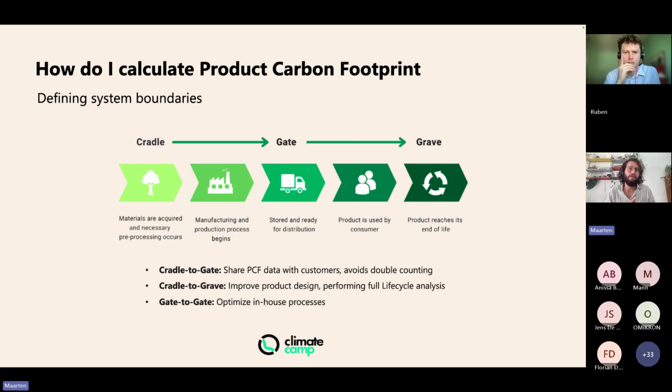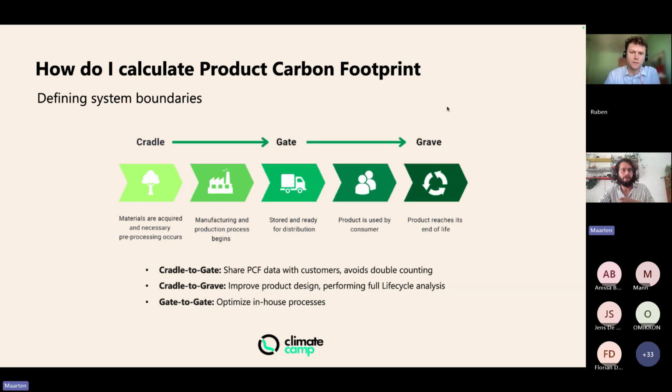If you do cradle to grave, well, you can do cradle to grave, but it has a different application. You can do it to improve product design, to think about how we can improve end of life, how we can increase recycle percentage. But you can also apply cradle to grave in sectors who have end-to-end involvement in the value chain, let's say car manufacturers, for example, or heating or ventilation products. You can also do a gate-to-gate PCF calculation. This has more to do with optimizing your in-house processes and your operational flows on your sites.